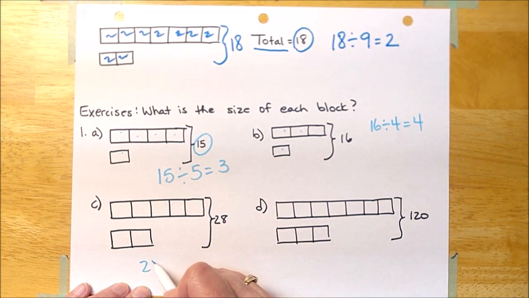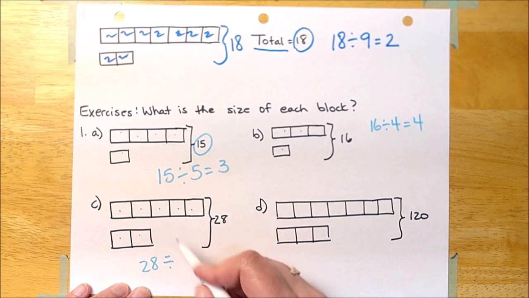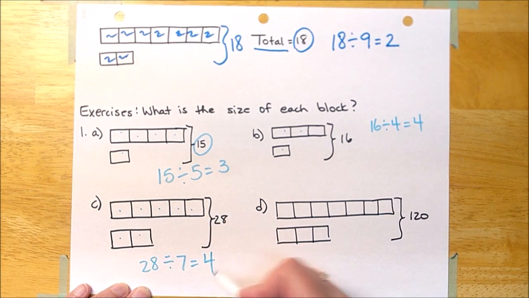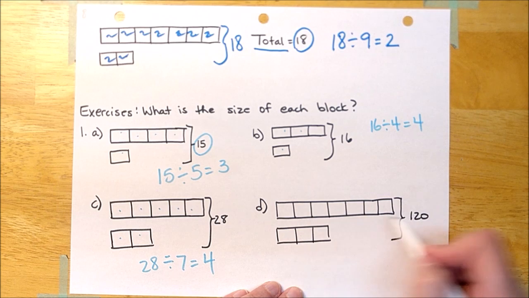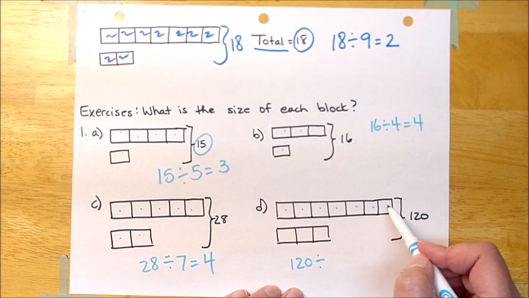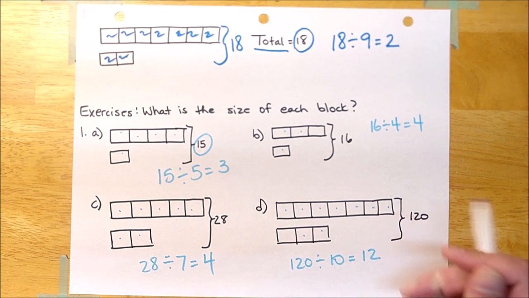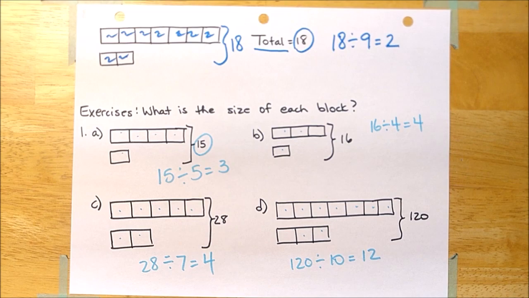Here our total is 28. We have 1, 2, 3, 4, 5, 6, 7. 28 divided by 7 is 4. And the last one, we know that our total is 120. 1, 2, 3, 4, 5, 6, 7, 8, 9, 10. 120 divided by 10 is 12. I hope you were able to figure all those out.